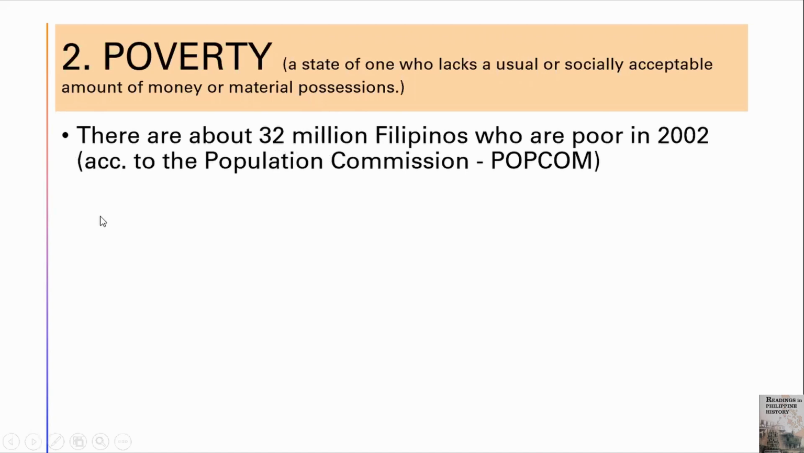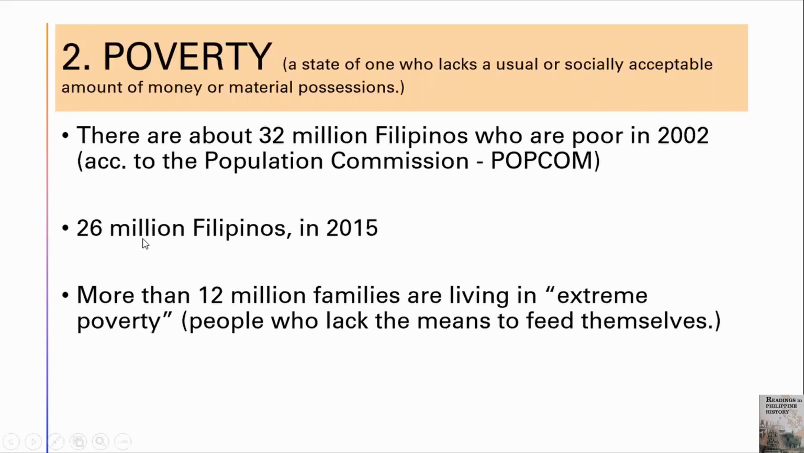Looking at the previous PowerPoint, 35 billion ang lost. If wala lang to, tagaan na ta og everyone can be a millionaire. 26 million Filipinos in 2015 ang under poverty, and more than 12 million families are living in extreme poverty, meaning people who lack the means to feed themselves.